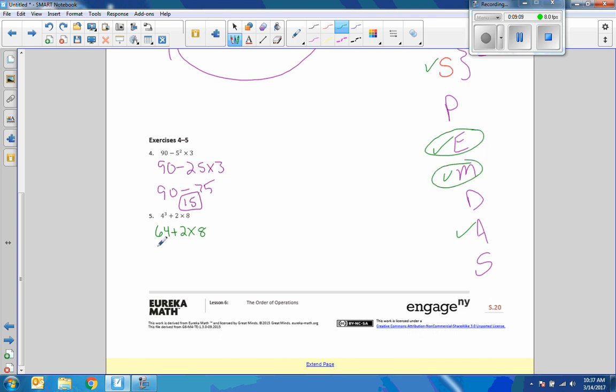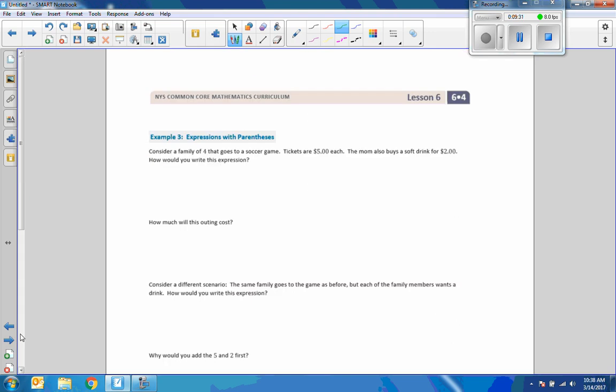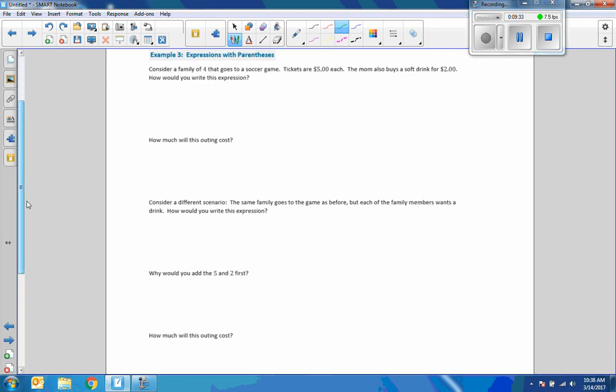Multiplication's next. 2 times 8 is 16. And then finally addition. 64 plus 16. 6 plus 4 is 10. Carry the 1. 6 plus 1 is 7. Plus that 1 carried is 8. Okay? Example 3.